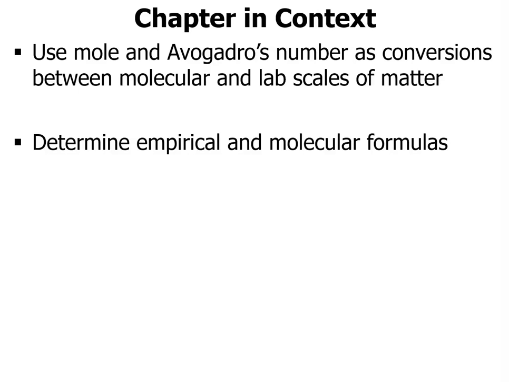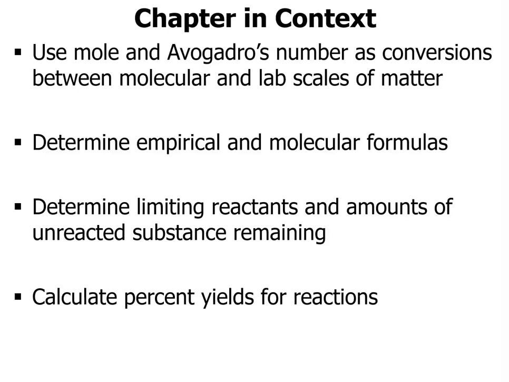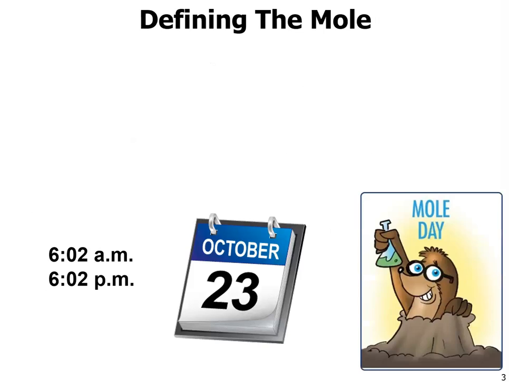We're going to use what's called empirical and molecular formulas. We're going to discuss this and how that is done, and then we're going to determine different amounts of limiting reactants. So meaning how much, if we put something in, what thing is going to limit the amount of product we can get out, or how much unreacted substance will remain. And then finally, we're going to do some calculating of percent yields for certain reactions.